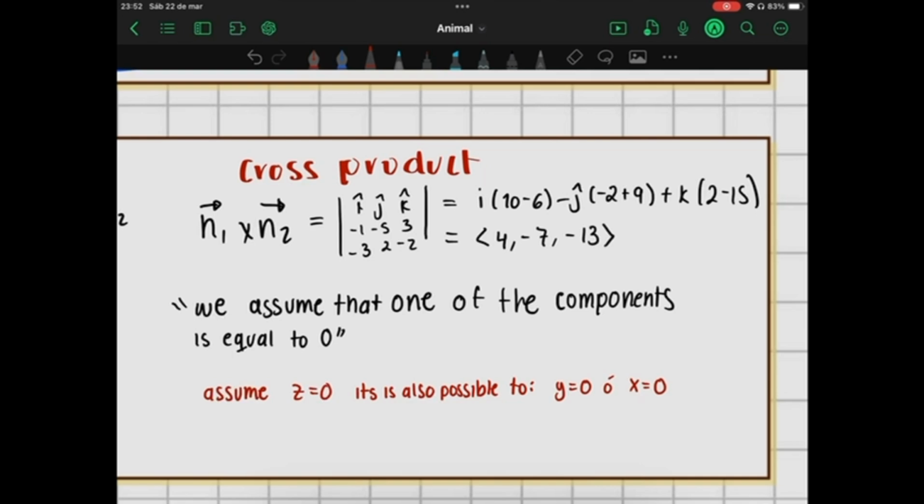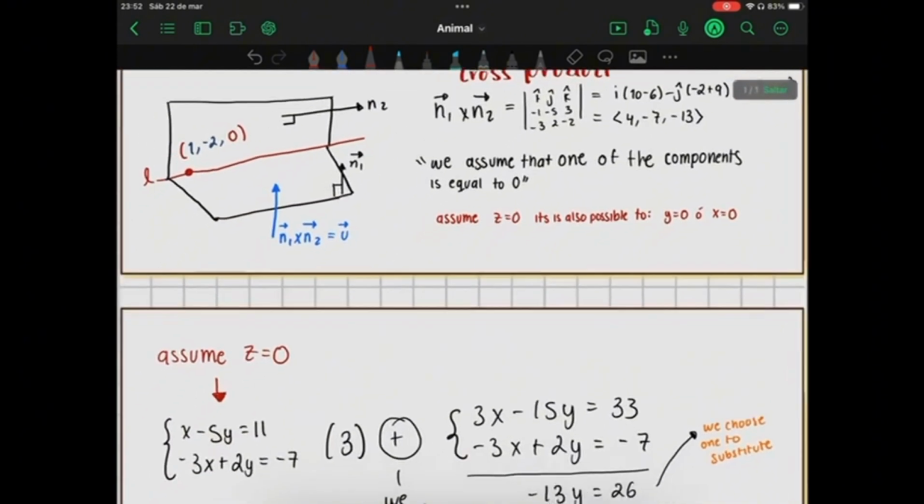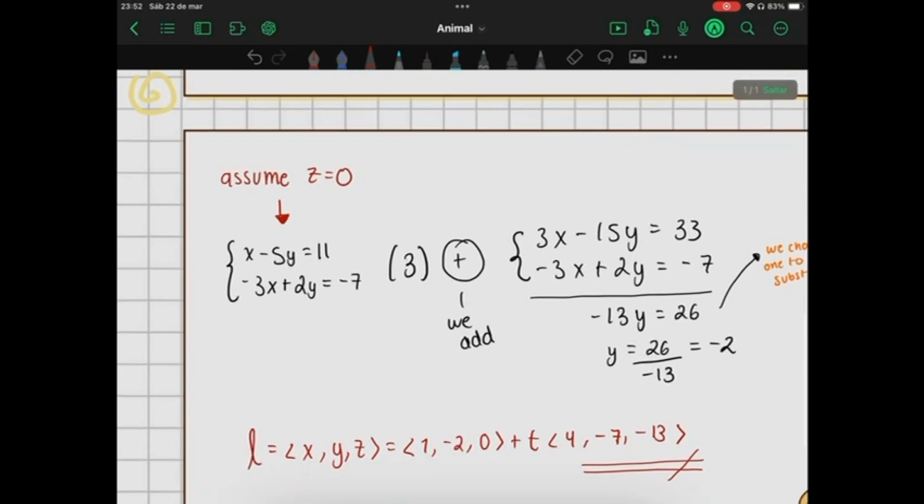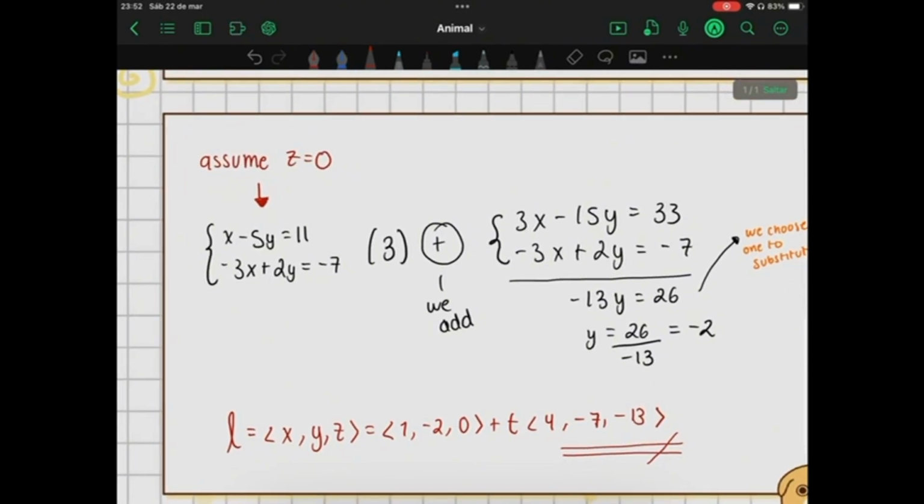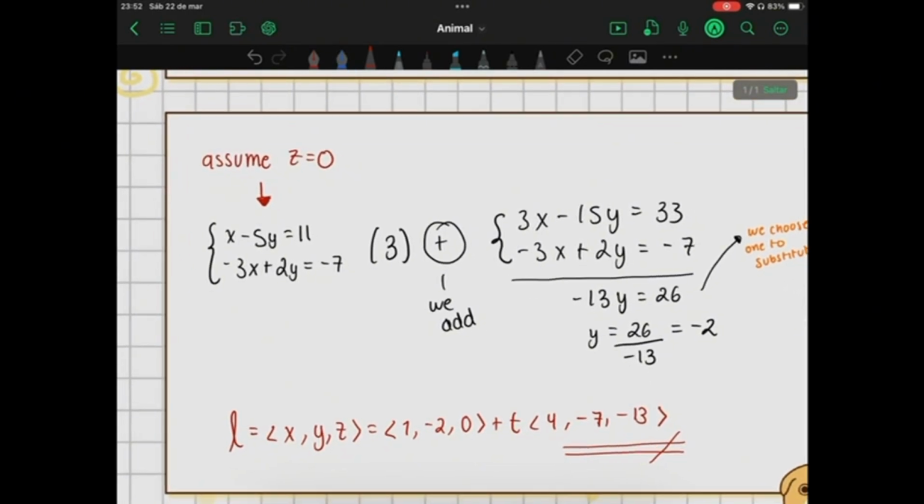Now we assume that one of the components is equal to 0 to find the vector. So assume that c is equal to 0, but it is also possible to take y equals 0 or x equals 0. In this moment, assume that c is equal to 0.